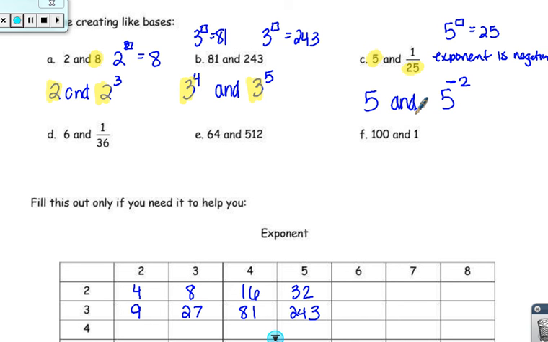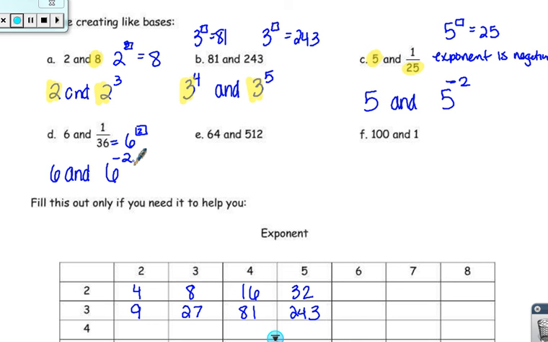So on that same note, how could you make 6 and 1 over 36 the same? I know 36 is 6 squared. So 6, and since it's a fraction, I'm going to have a negative exponent. 6 is the first base. 6 to the negative 2 would make the second number.